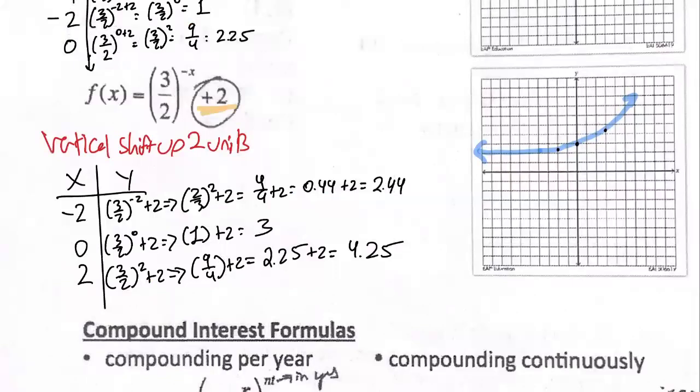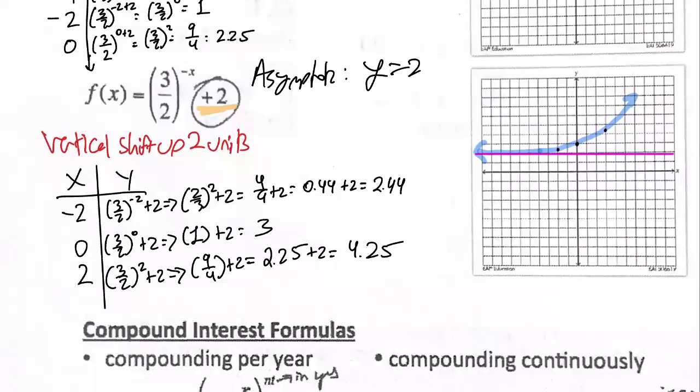Since this is +2, our asymptote shifts. So now it's y is equal to 2, meaning my graph will never cross y equals 2. So if you have a vertical shift, just know your asymptote shifts with whatever the k value is at the very back.